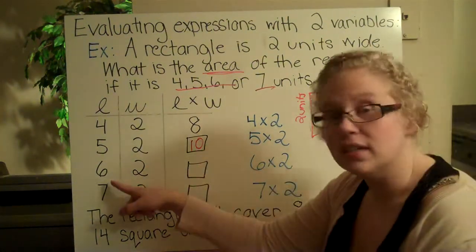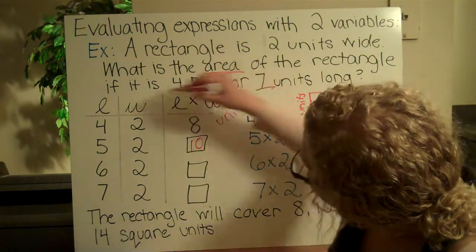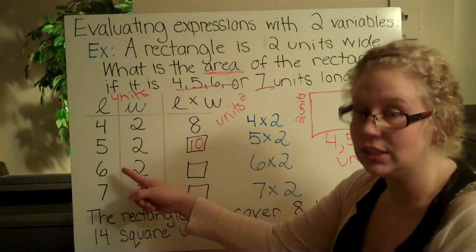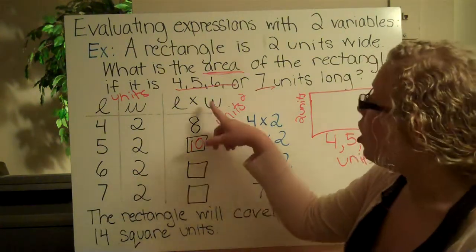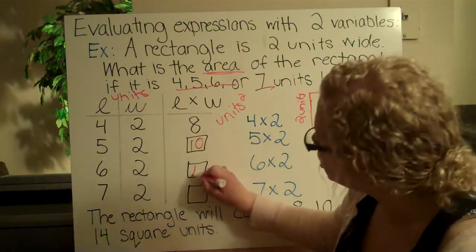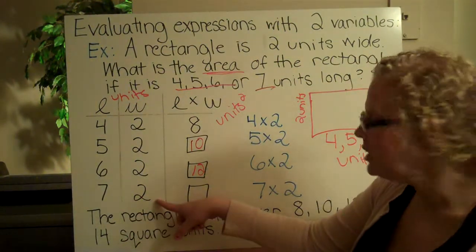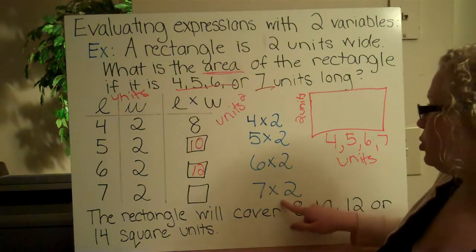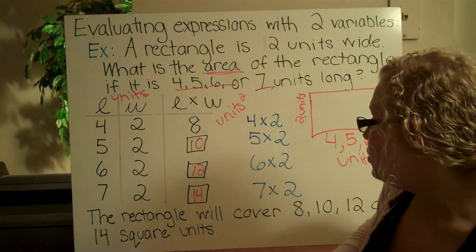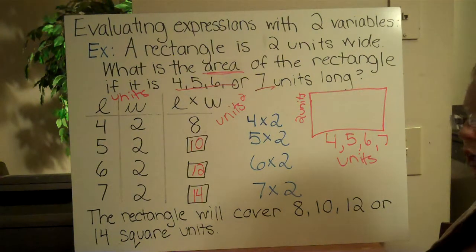When our length is 6, these are units squared. All of these, and these are units. So, when our length is 6 units and our width is 2 units, our area, length times width, is 6 times 2, or 12 units squared. When our length is 7 units and our width is 2 units, our algebraic expression is 7 times 2, which simplifies to 14 units squared. Now we know that the rectangle will cover 8, 10, 12, or 14 square units.